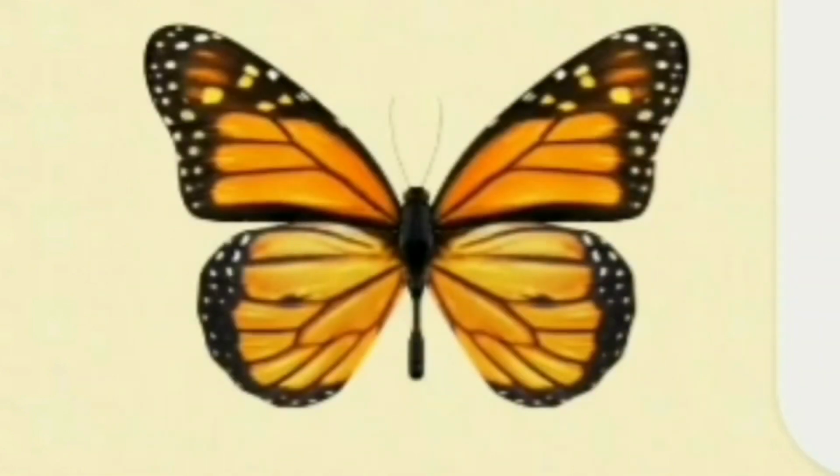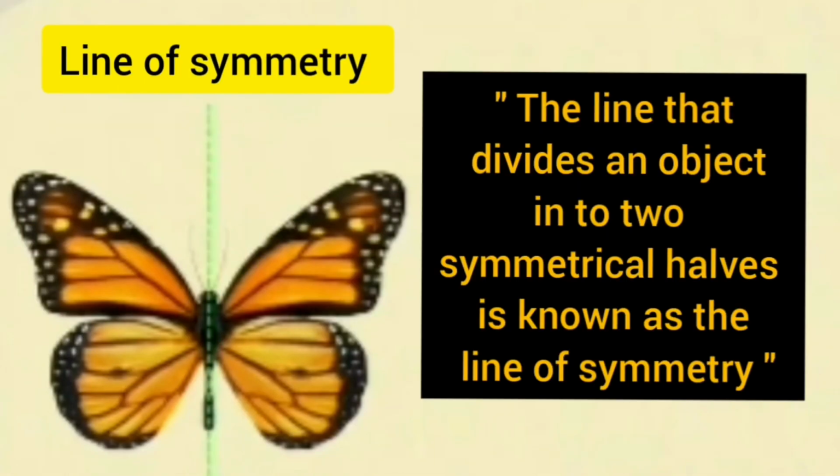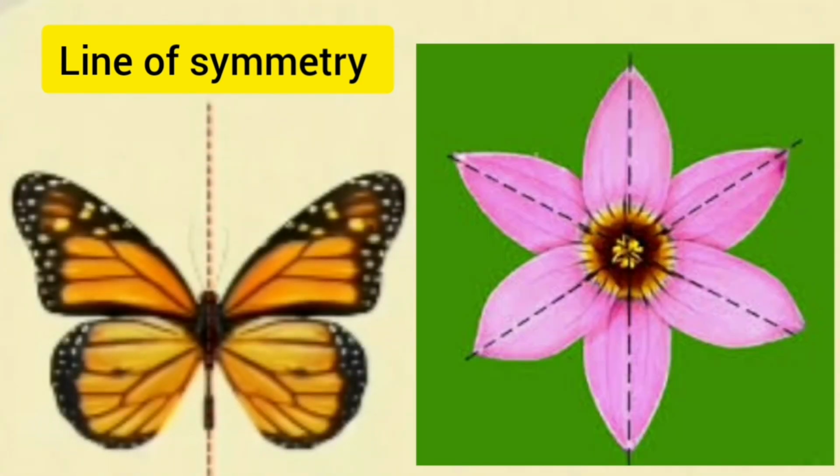A shape is said to be symmetrical if it can be folded or divided along a line such that the two parts so obtained are exactly the same. The line that divides an object into two symmetrical wholes is known as the line of symmetry. Let us see the line of symmetry in some other symmetrical figures. Note, a figure may have one or more lines of symmetry.